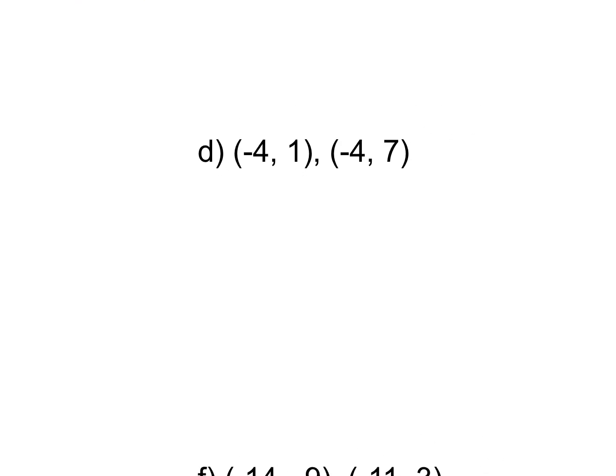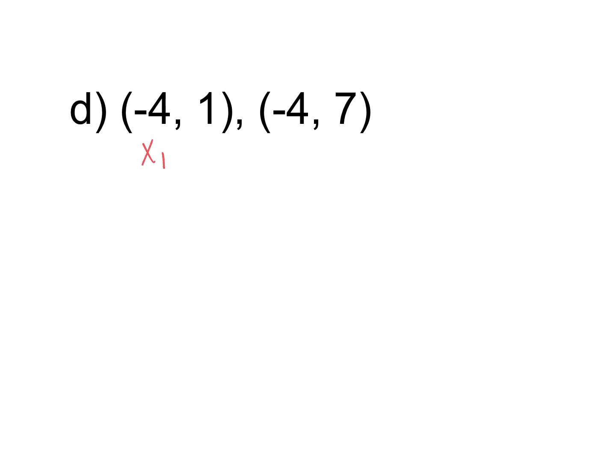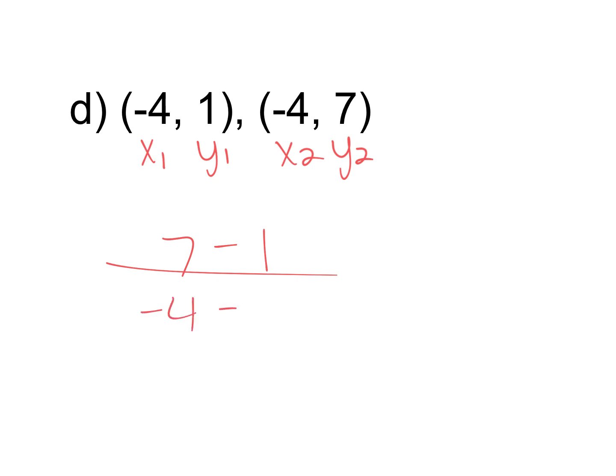Okay. Ooh, this is a good one. Don't check out on me yet. Do this one. So x1, y1, x2, y2, labeling them. All right, so we have y2 minus y1 over x2 minus x1. Okay, on top, 7 minus 1 gives you 6. Negative 4 plus 4 ends up being 0.